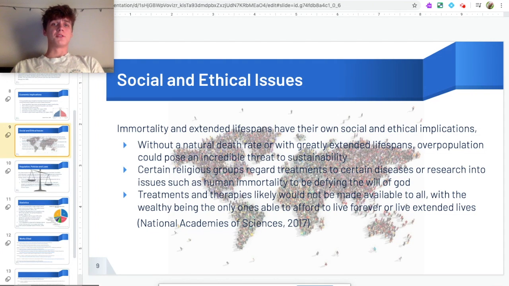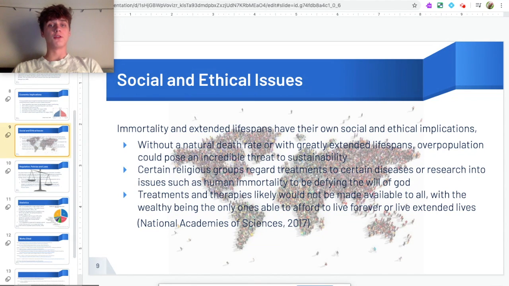So obviously, there are some social and ethical issues surrounding this topic. Particularly, immortality and extended lifespans have some great social and ethical implications. First of all, without a natural death rate or with greatly extended lifespans, overpopulation could pose an even greater threat to our sustainability than it already does. We can already see in our current world, with our current population, that overpopulation is posing a threat to sustainability. Resources become more and more scarce as our population grows, and we are having a significant impact on our environment, as we can see with global warming.